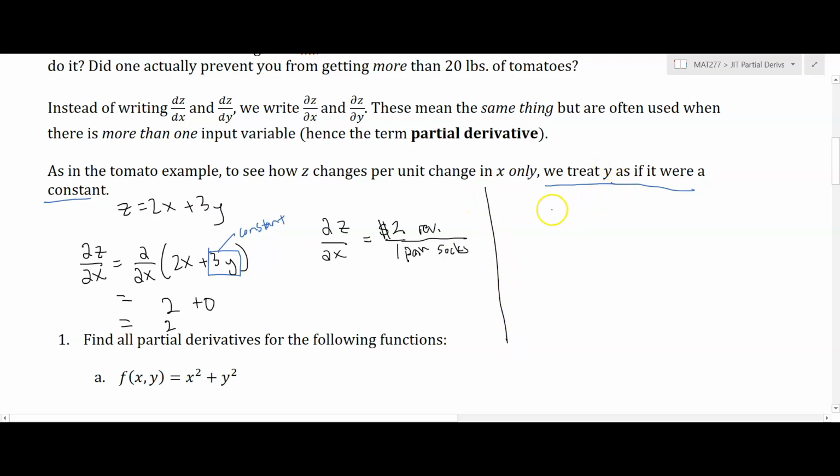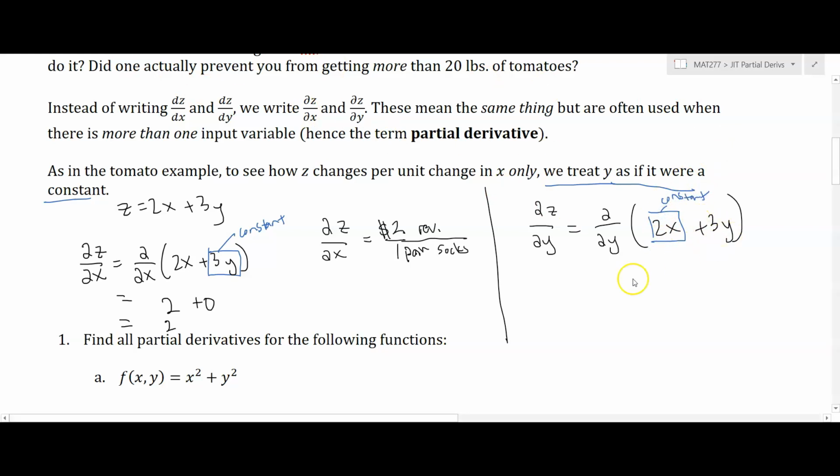Similarly, if we want to take dz dy, now we're going to treat x as if it were a constant. So in differentiating 2x plus 3y, we see that x is constant. Well, 2 times a constant is still a constant. So that right there is a constant.